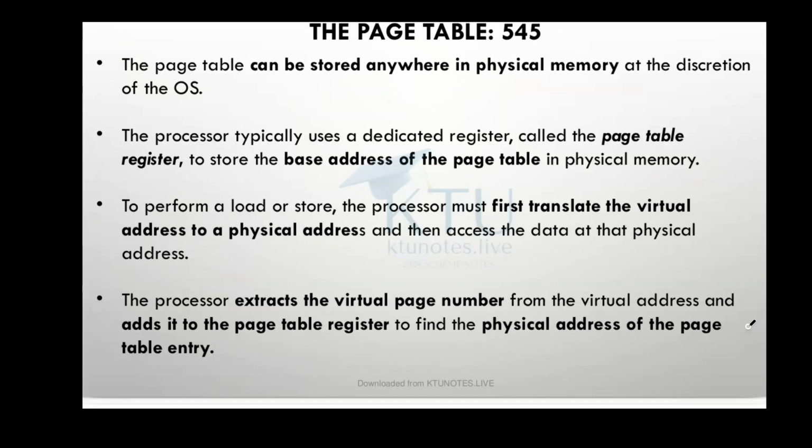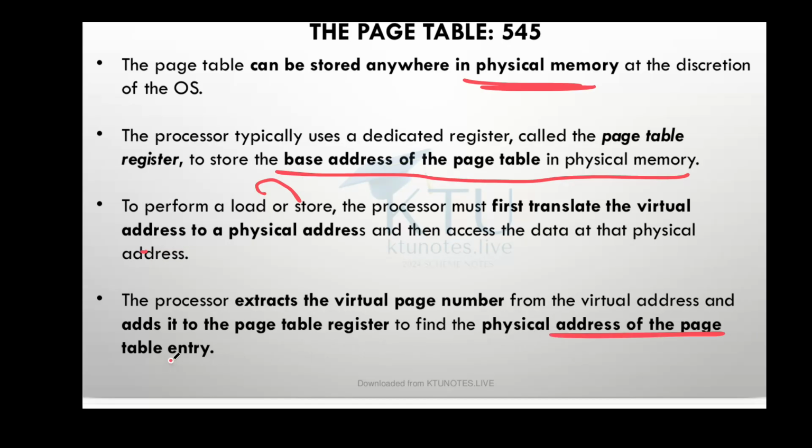So we have understood that the page table is stored somewhere in the physical memory. Now the processor typically uses a dedicated register, called the page table register, to store the base address of the page table in the physical memory. To perform a load or store, the processor must first translate the virtual address to a physical address, and then access the data at that physical address. The processor extracts the virtual page number from the virtual address and adds it to the page table register to find the physical address of the page table entry.